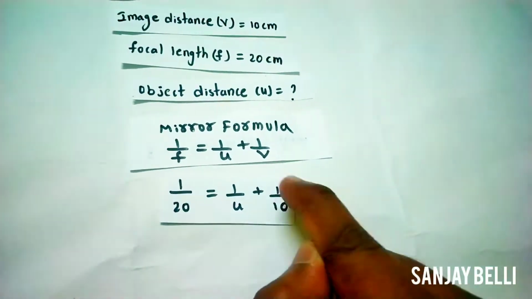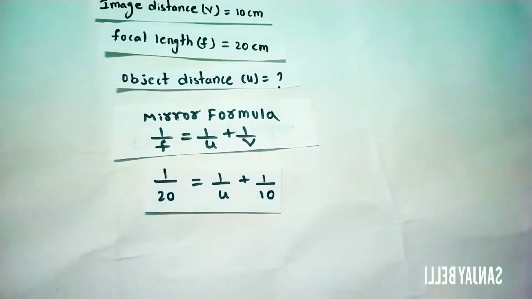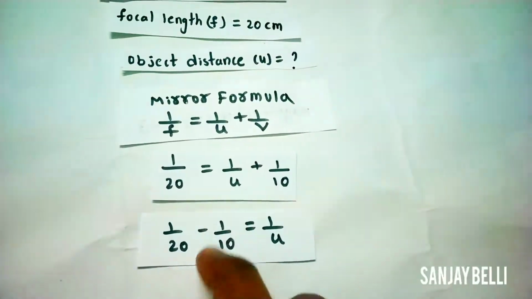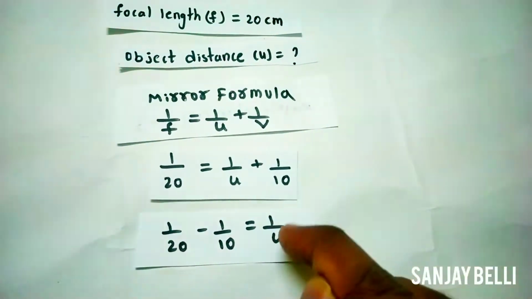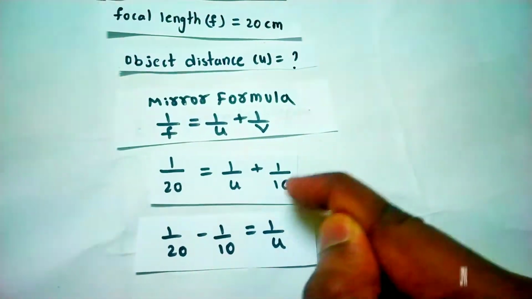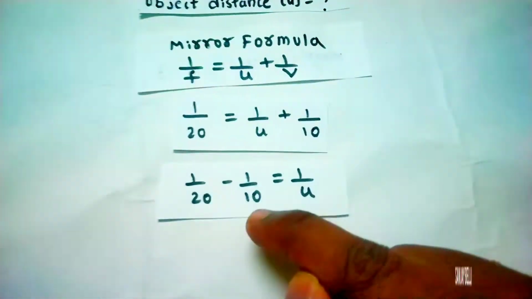If you shift this 1 by 10 towards the left side, what will happen? It will become a minus. Okay, 1 by 20 minus 1 by 10 is equal to 1 by U. How did we get this minus 1 by 10? Once we shift this 1 by 10 towards the left side, it becomes minus 1 by 10.